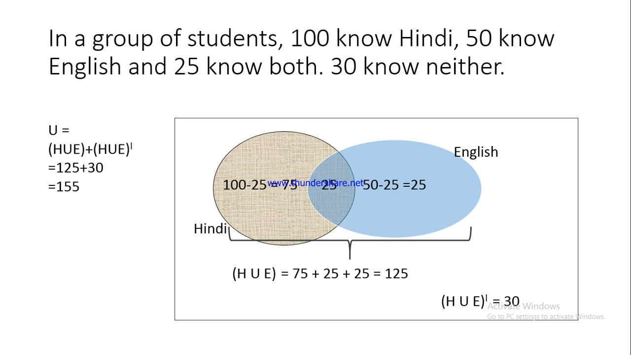Look at it in a slightly different fashion. What is the universal set? It should include the area covered by the two circles, the two overlapping circles, and the area outside the two circles. The area covered by the two overlapping circles is basically H union E.